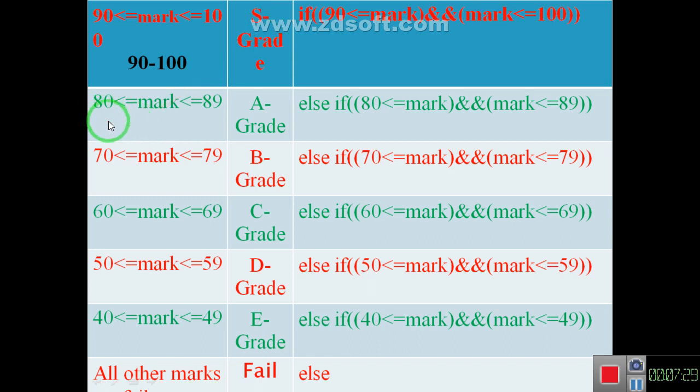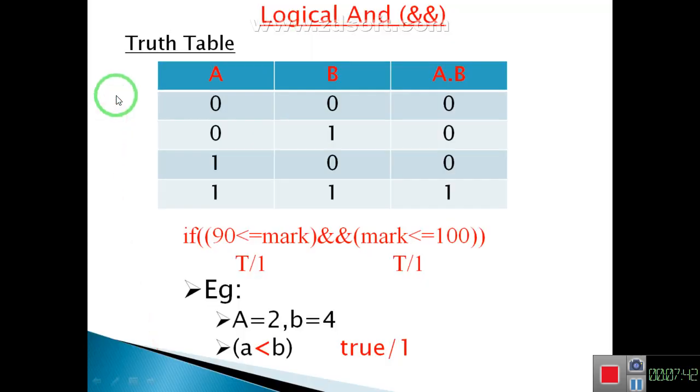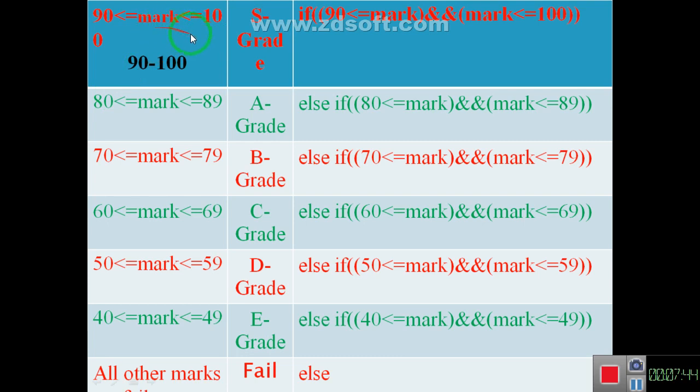Similarly, 80 to 89, 70 to 79, 60 to 69, 50 to 59, 40 to 49. All the ranges are available here, and the corresponding grades are also available. This is the normal condition for the corresponding grade.